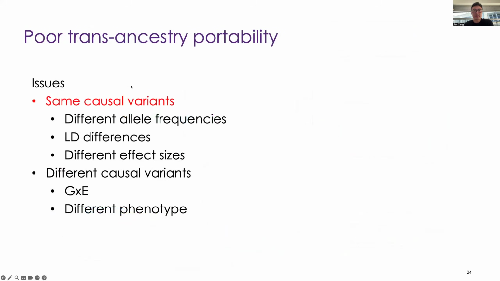Briefly, this poor cross-ancestry portability may arise from different issues. It may come from the causal variants being different across different populations. And the definition of the phenotype may also differ across populations. It may also come from the fact that, although the causal variants are the same between populations, their allele frequencies are different, and they may have different LD correlation patterns or slightly different effect sizes.